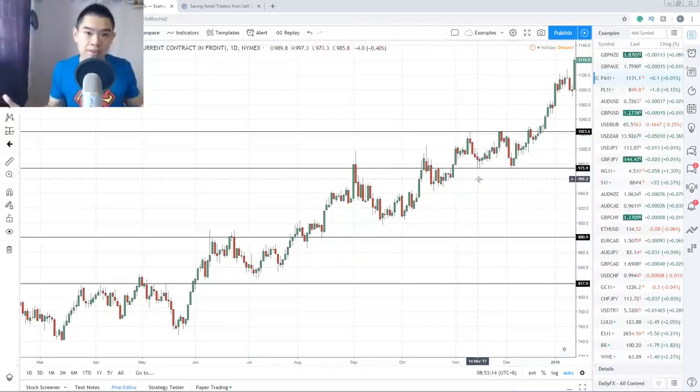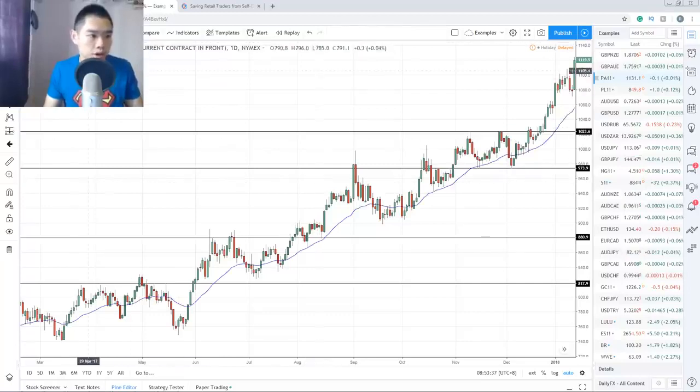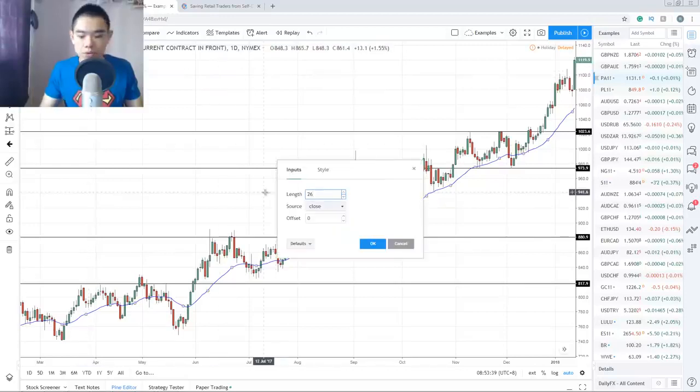Indicators are not bad. Indicators are only bad if you rely on them solely for entries and exits, if you just trade them in isolation without taking into consideration the context of the market. But now that you understand the context of the market, it's in an uptrend, you can even use, for example, the 50 period moving average. This one here is 26. I'm just going to change the number to 50.